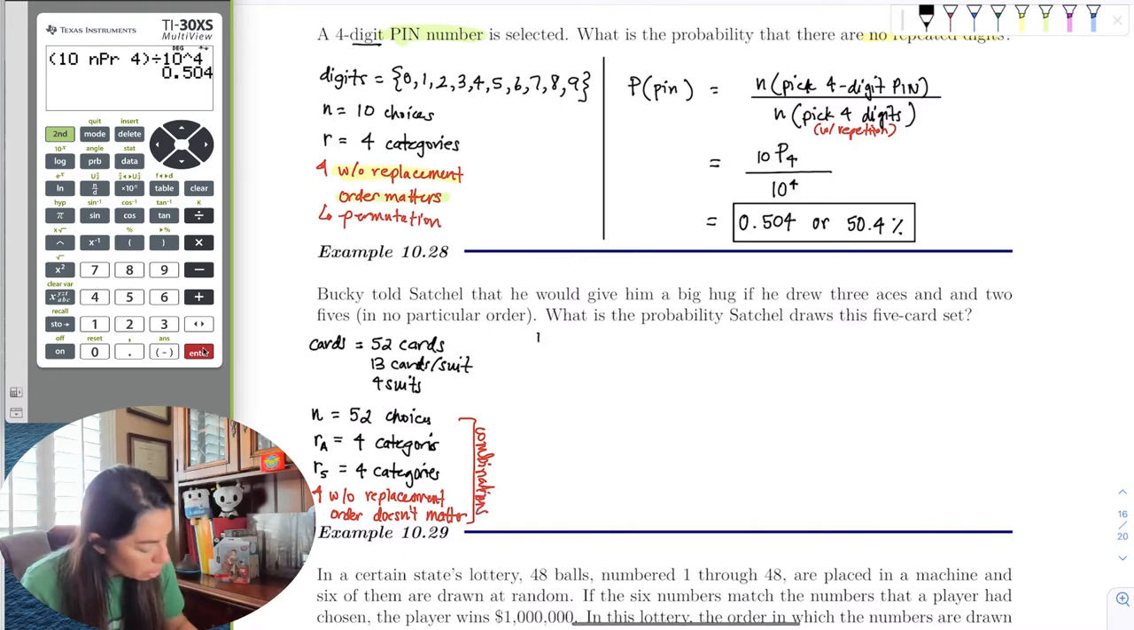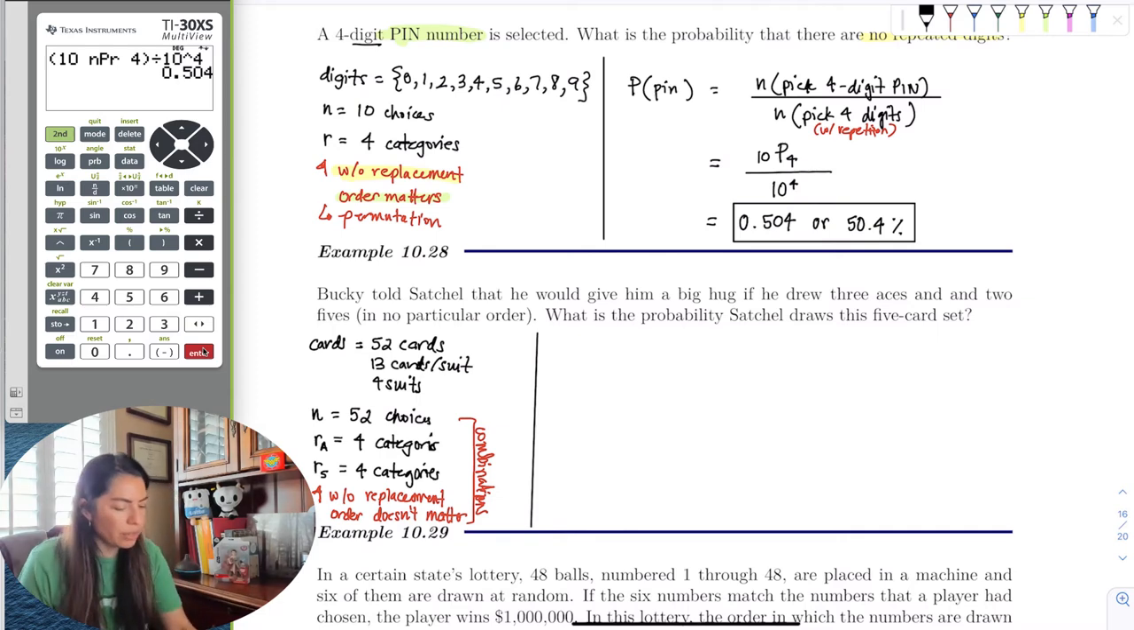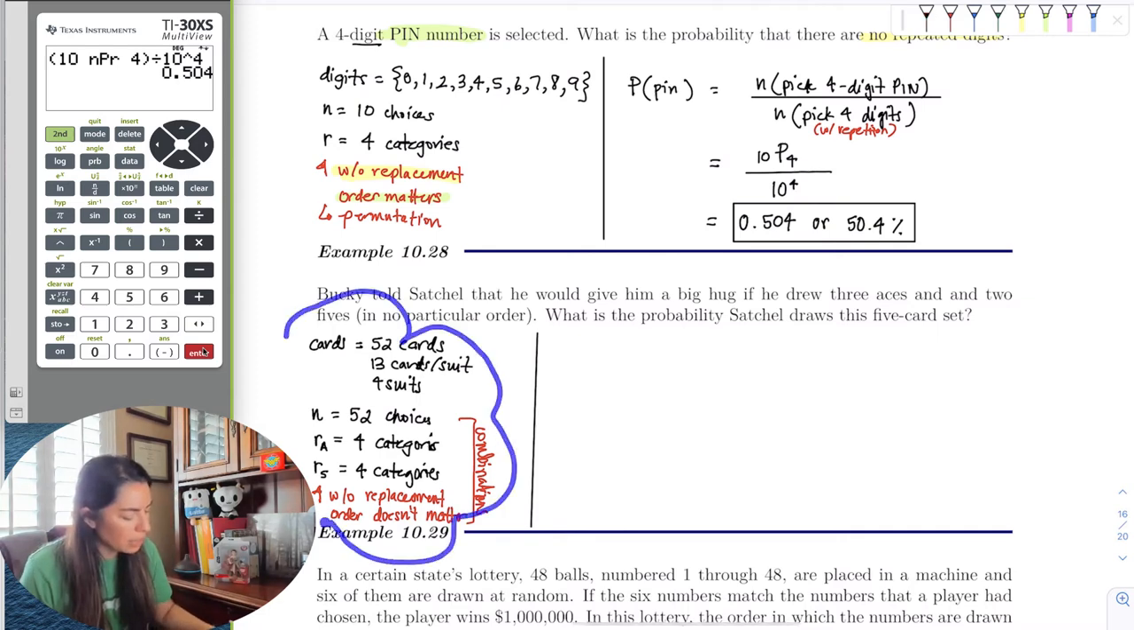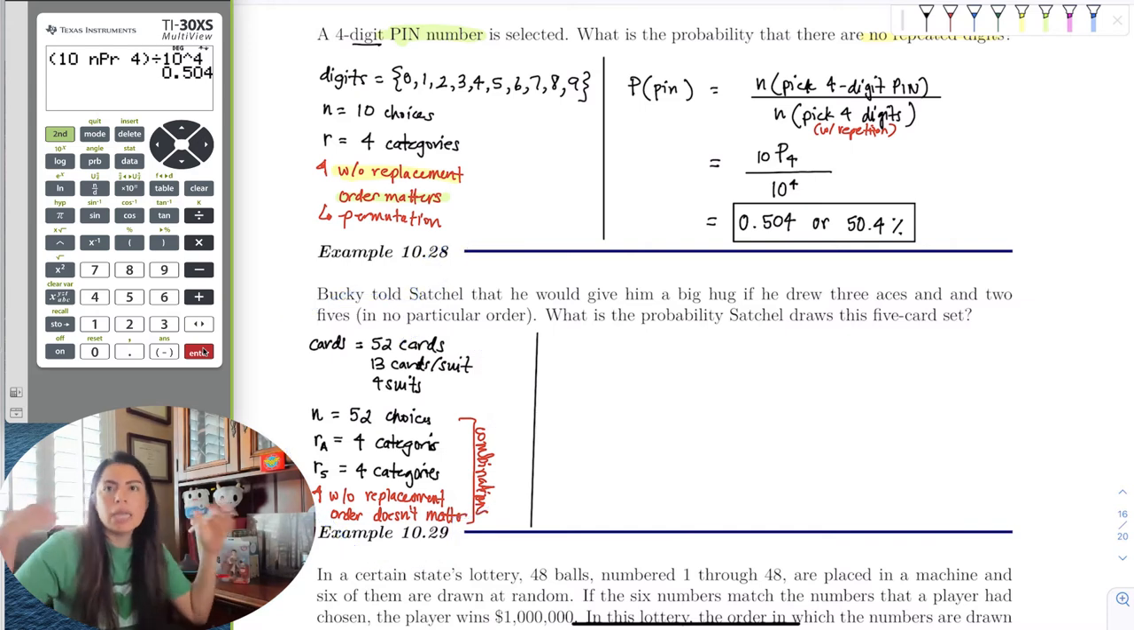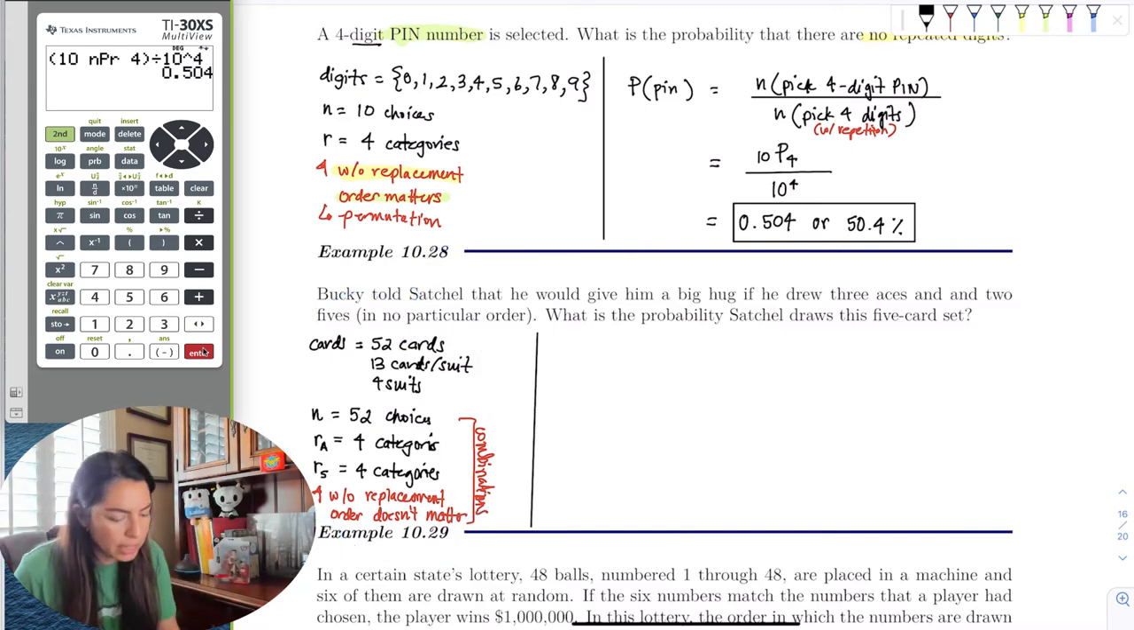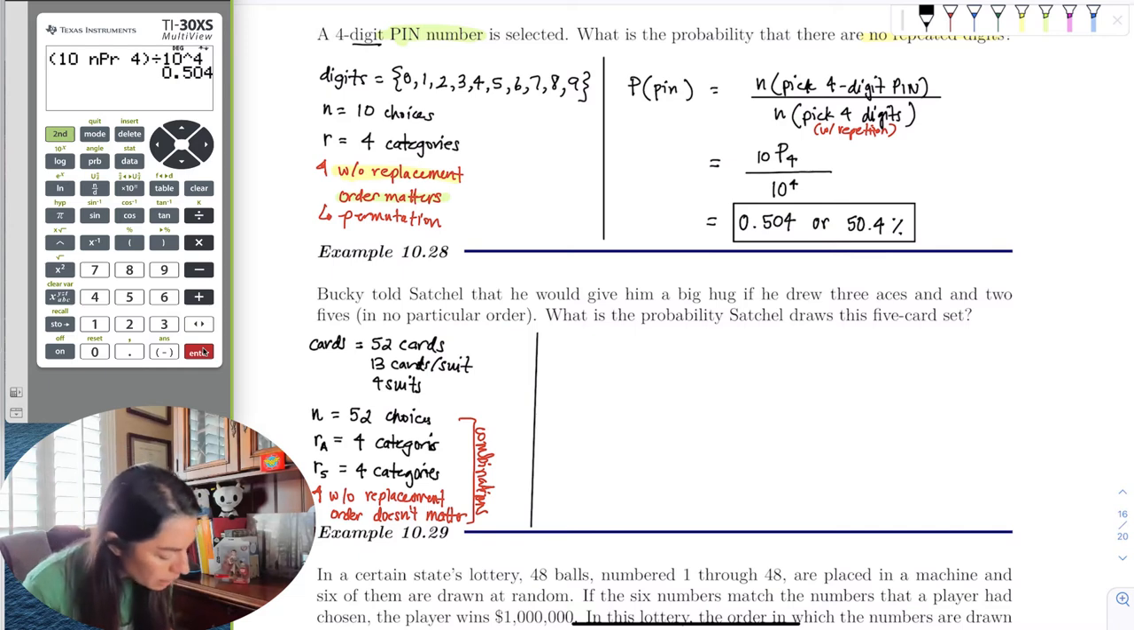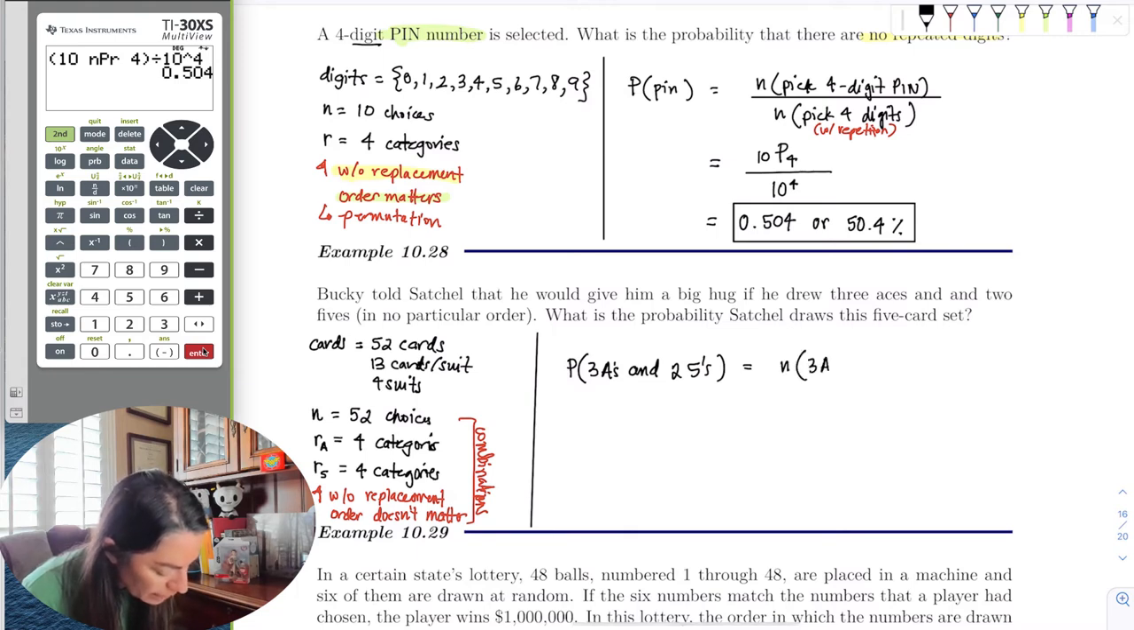Okay, so this is kind of a mental part. This one is like, okay, mentally, this is going to be in my brain. I'm analyzing the problem. Now I can do it, and you'll see that the problem is going to be a lot simpler. So the probability that Satchel draws 3 aces and 2 fives is always going to be the number of ways we can choose 3 aces and 2 fives, all over the number of ways we can choose 5 cards.